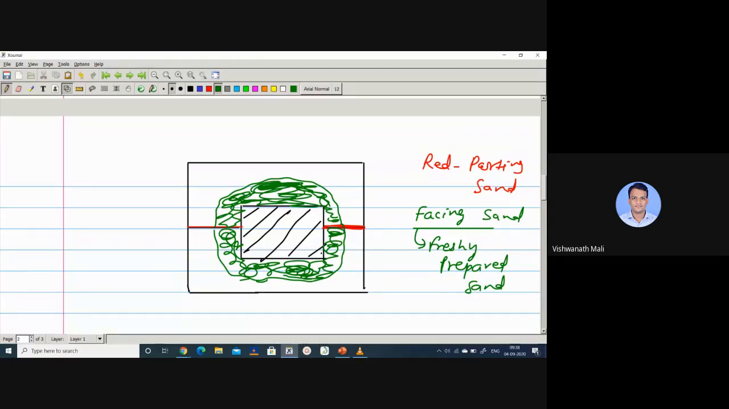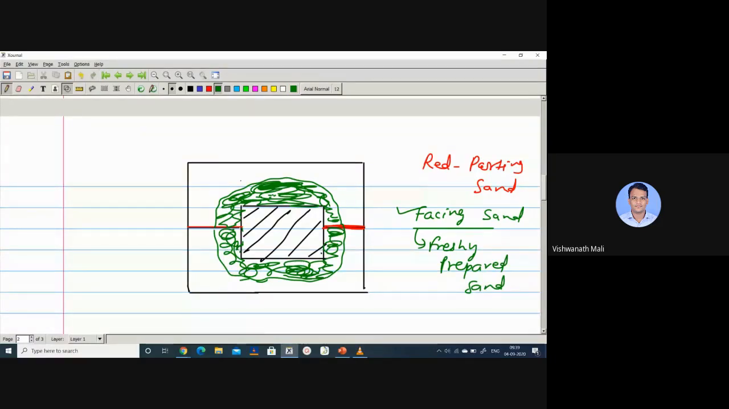As we go for baking and repetitive use of that sand, the strength gets reduced, because every time we are heating that sand in baking, and in the casting process also it is getting heated. So to have a good quality casting product, we use the facing sand, only on the faces near to this part. Whatever green part you are seeing, that is called facing sand, which is freshly prepared sand.